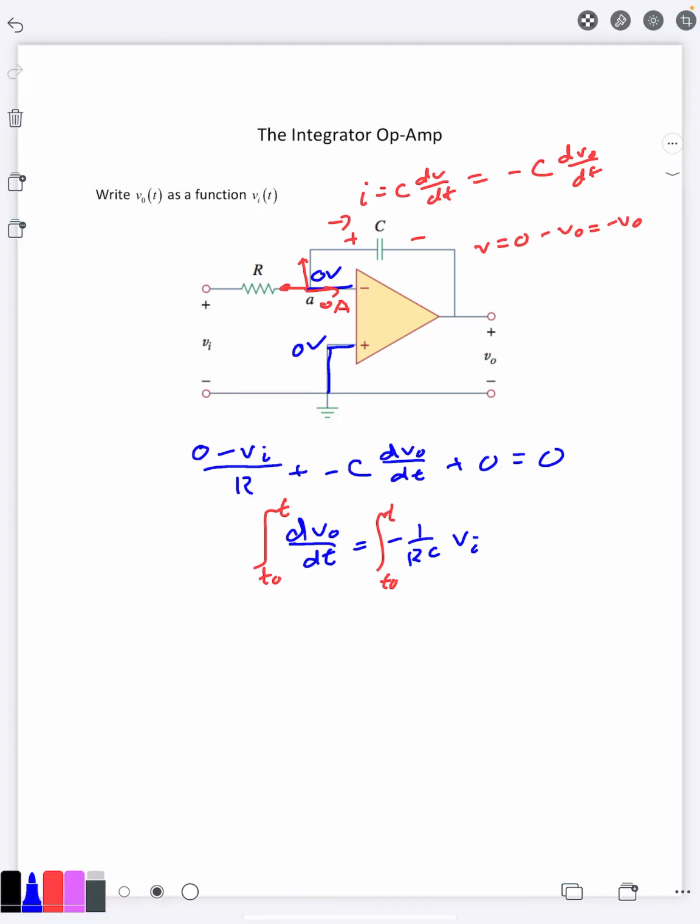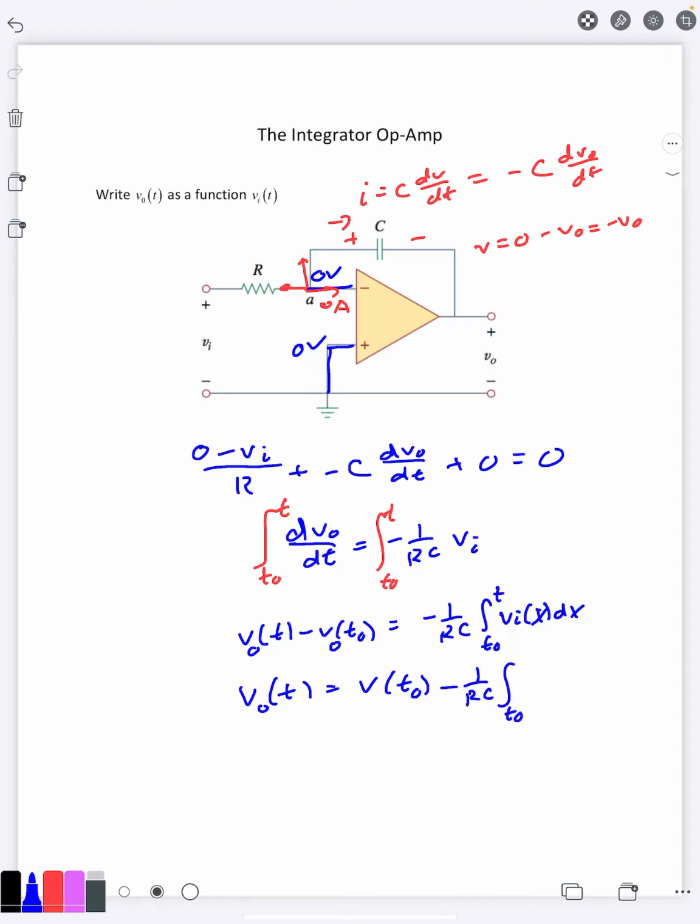And we would then have, by the fundamental theorem of calculus, V of the final time minus V of the initial time is this integral over here. And since our final variable is t, we use some dummy variable, call it x over here. And the end result is going to be the output voltage, sorry, these are V0s here. The output voltage at a current time is equal to the output voltage at a starting time minus 1 over RC times the integral of the input voltage over that interval.